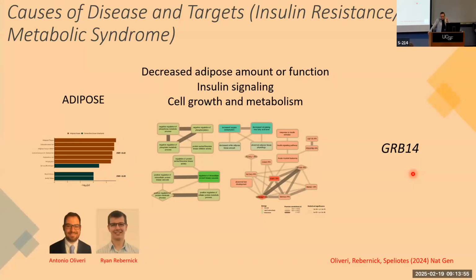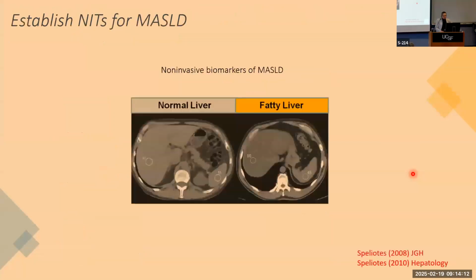And in fact, when we looked at this triglyceride to HDL ratio and insulin resistance, the overlap with the genetics of metabolic syndrome was greater than 92%. So in my opinion, I'm not sure that I can separate insulin resistance from metabolic syndrome, and maybe they are the same thing, at least genetically.